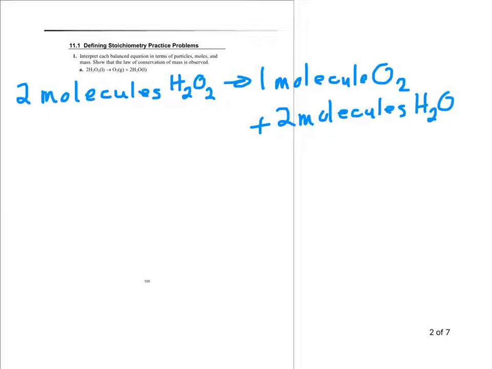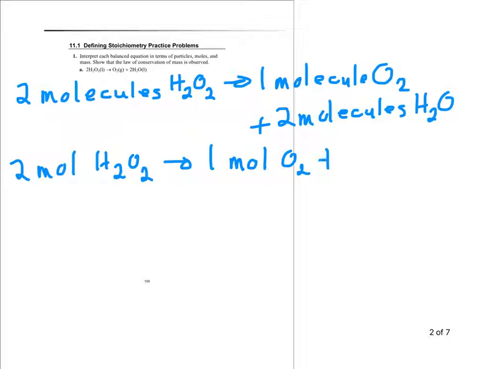Also supposed to identify it in terms of moles. That's always easy. We just have to put the moles in there. 2 moles of H2O2 breaks down to form 1 mole of O2 and 2 moles of H2O.